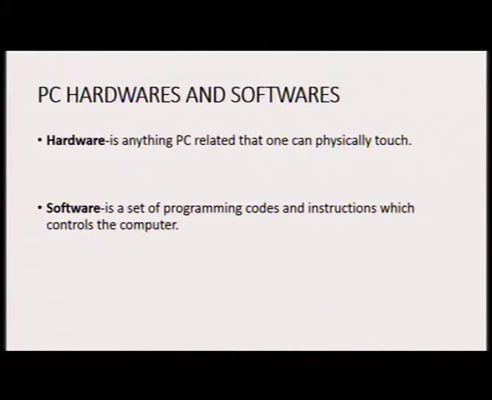And the PC hardware and software. Hardware is anything PC related that one can physically touch. All those hard components on the computer are what you call hardware. Then software is a set of programming codes and instructions which controls the computer. So all the sets of programs and codes, as well as instructions that the computer gives, are what we refer to as the software programs.